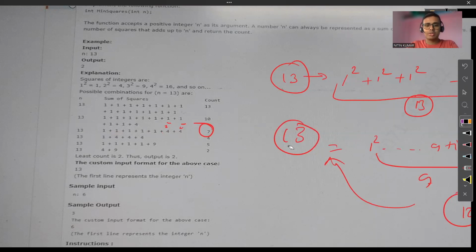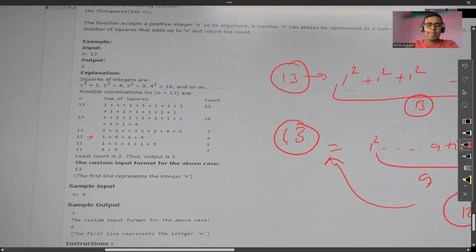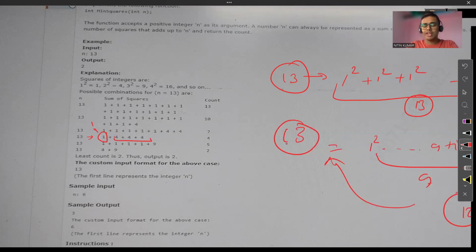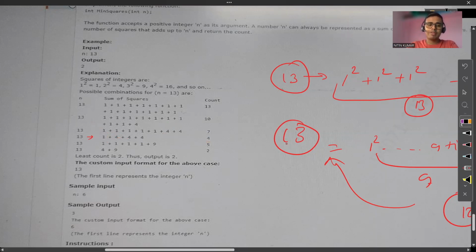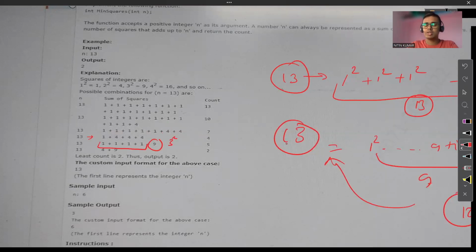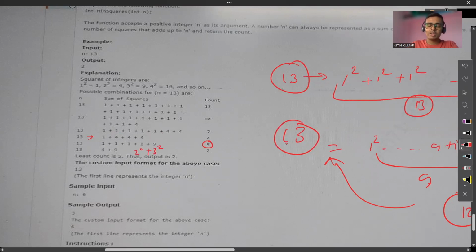Now again, the next way to get 13 is one square 1 time, which gives 1, and 2 square 3 times. 4 plus 4 plus 4 will eventually give the value 13, and it is in 4 times. Okay. Then one more possible way is that I am adding 1 square 4 times and then 3 square 1 time, which is 9. So 4 plus 9, in 5 times, I am getting my value as 13. Now there is one more way, which is adding 2 square plus 3 square. 2 square is 4 and 3 square is 9, and in only 2 times I am getting my value as 13.